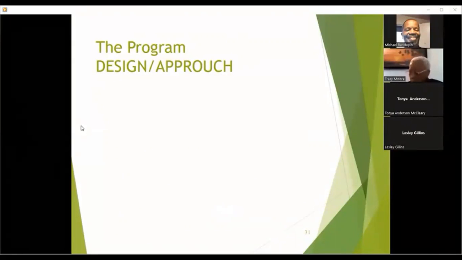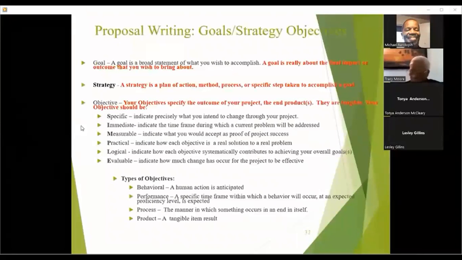The next stage now is to put together the program design and the program approach. The terms are used interchangeably. Some people call it the work plan. What does it consist of? Well, first, it consists of your goal. And the goal is a broad statement of what you wish to accomplish. In the case of the parent that wants to address teenage pregnancy, her goal would be to reduce the number of teen pregnancies. That's the what she wants to do.